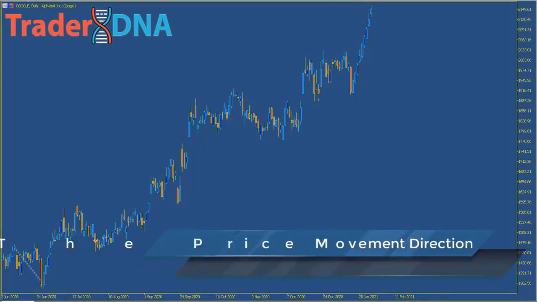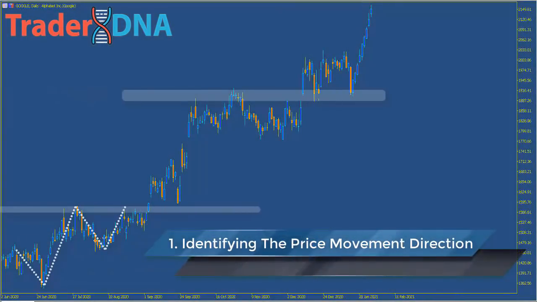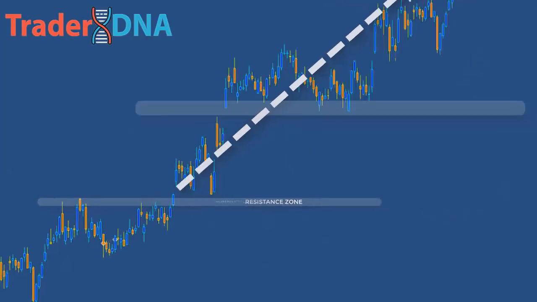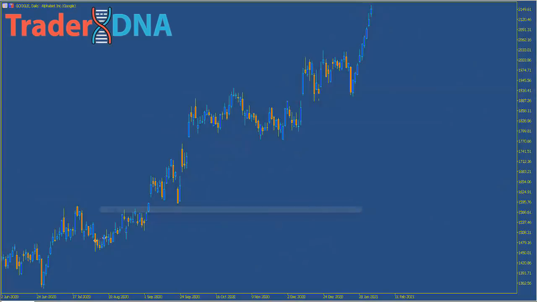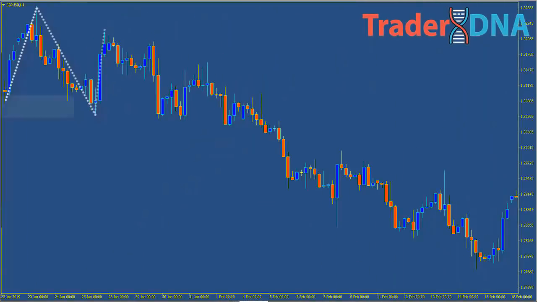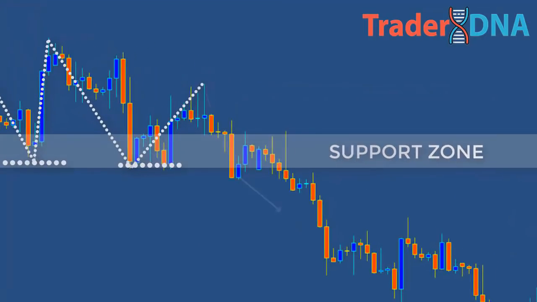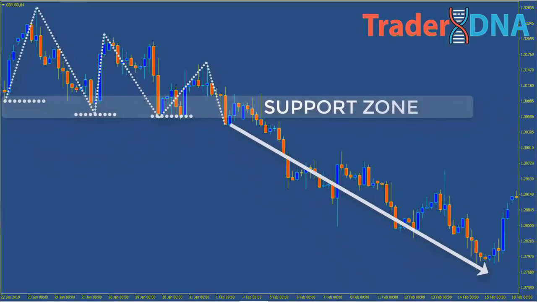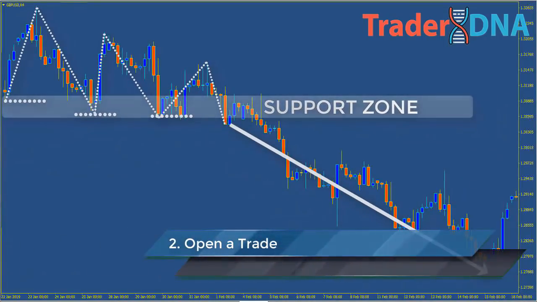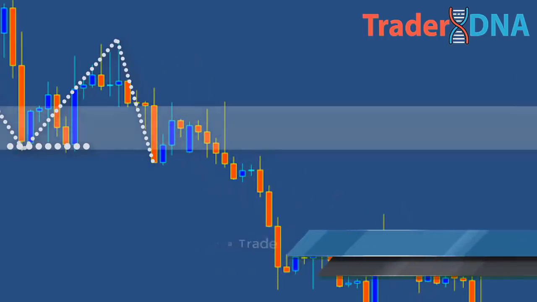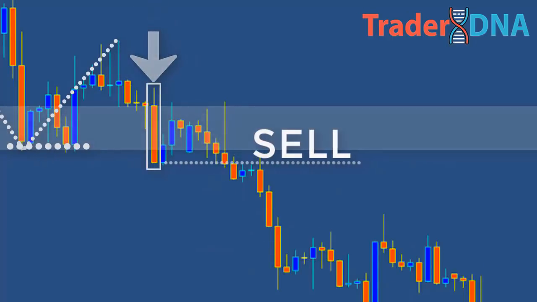Step 1. Identifying the price movement direction. If there is an uptrend, we should expect a resistance breakout. If there is a downtrend, we should expect a support breakout. Step 2. As soon as the price makes a real break through the target level, we open a trade. In case of a resistance breakout, we buy an asset. In case of a support breakout, we sell it. Let's take a look at the examples where this strategy can be applied.